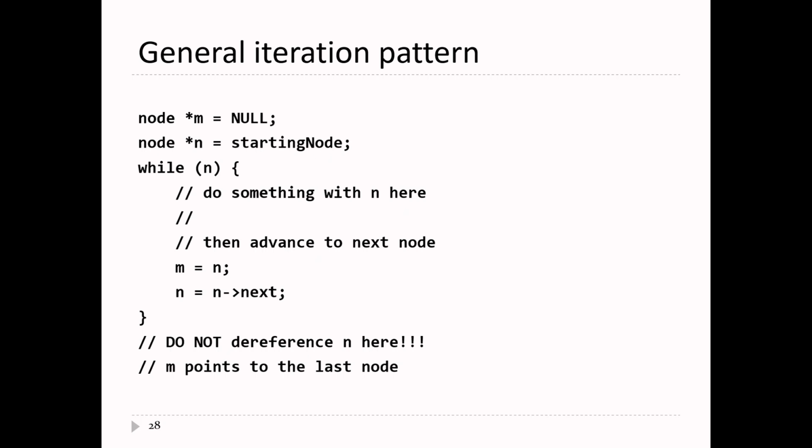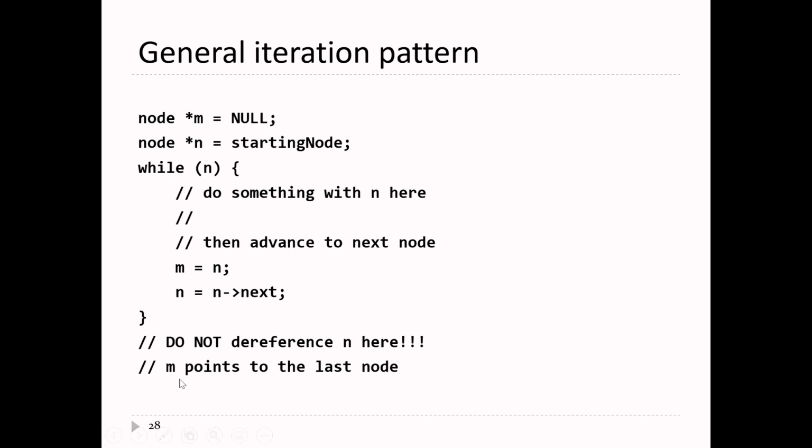Some algorithms need to look at two consecutive nodes in the sequence. You need to look at the first and the second, then the second and the third, and the third and the fourth, and so on. The trick here is you just make two pointers, where m points to the node that's before n. So m starts as null, n starts at the top node. While n's not null, you do something with m and n here, and then advance both pointers. So m moves to the next node, which is pointed at by n, and then n points to the next node, which is pointed at by n next.